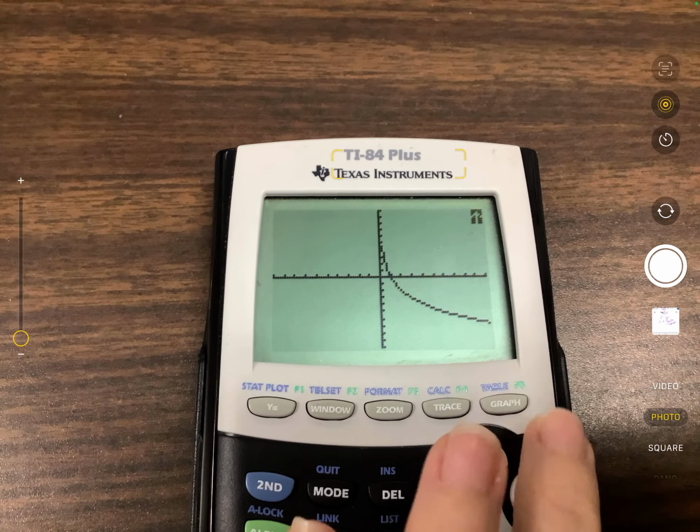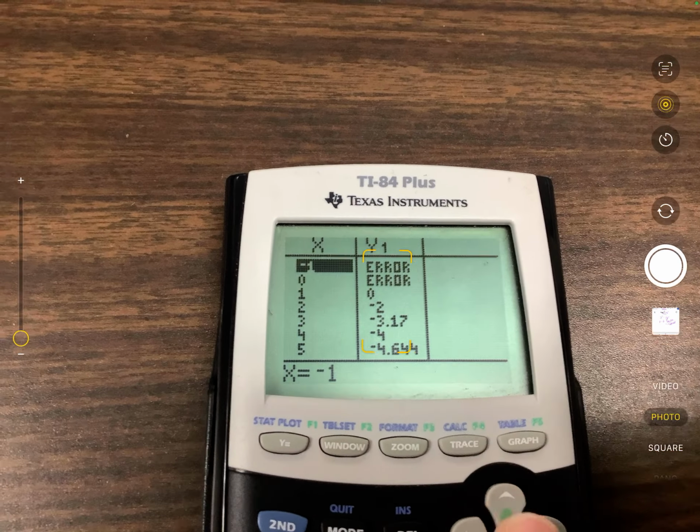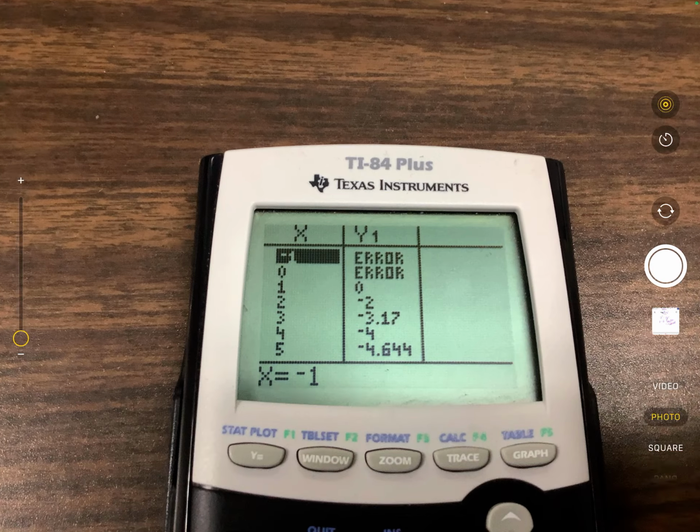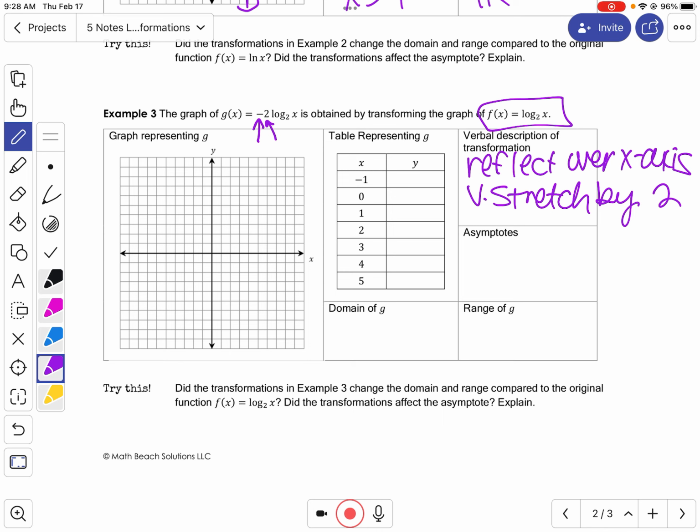Okay, so let's go to the table. So second graph, we're starting with negative 1, and we're going to 5. So we're going to write these down on our notes. When x is negative 1, it's undefined. 0 is also undefined. 1 is at 0, 2 is negative 2, 3 is negative 3.1699, 4 is negative 4, and 5 is negative 4.6439.